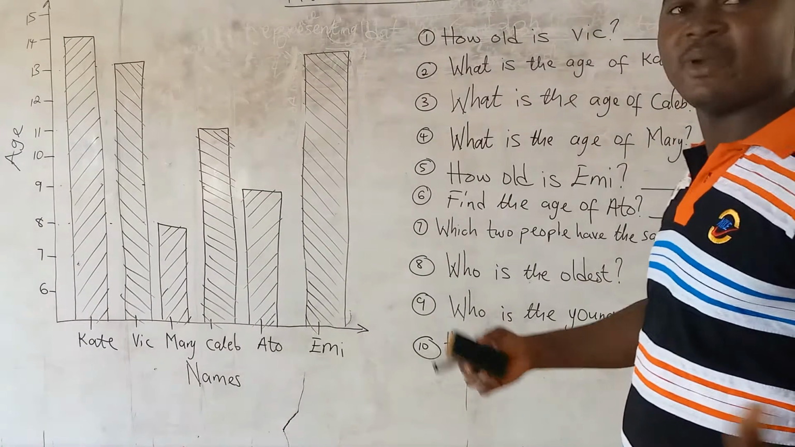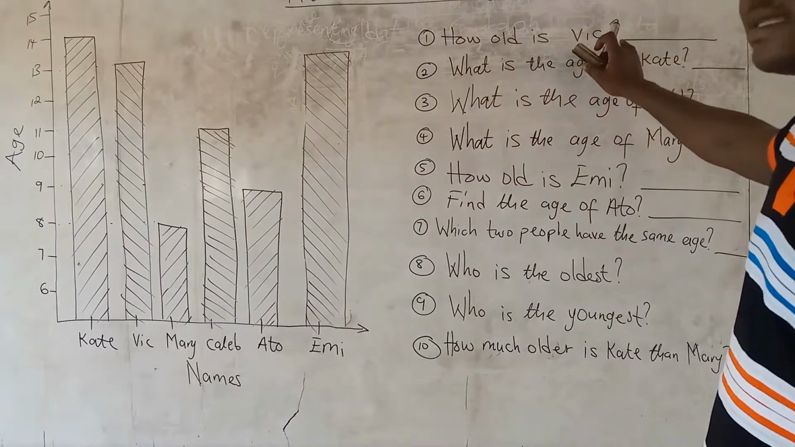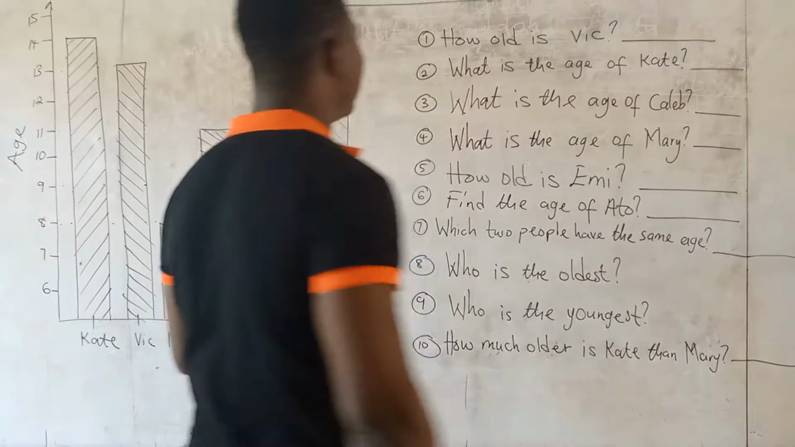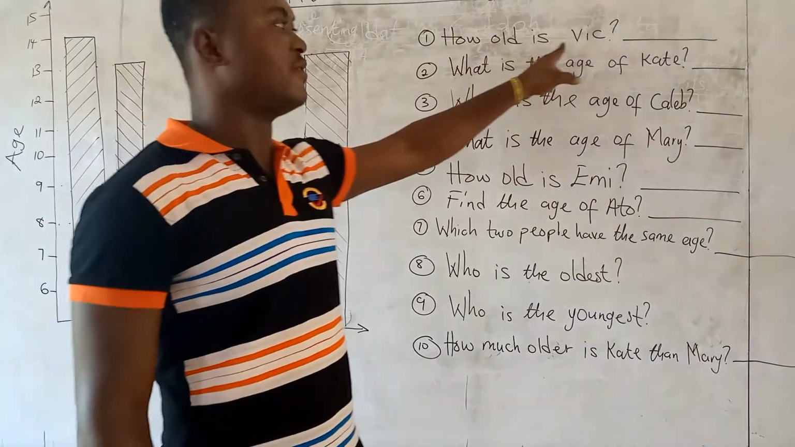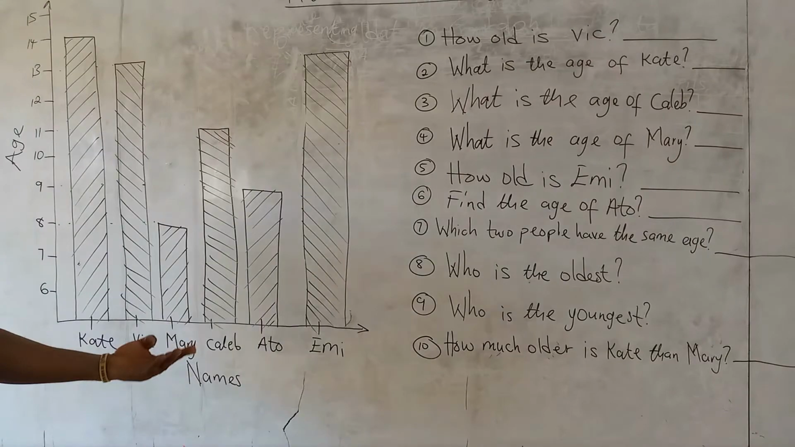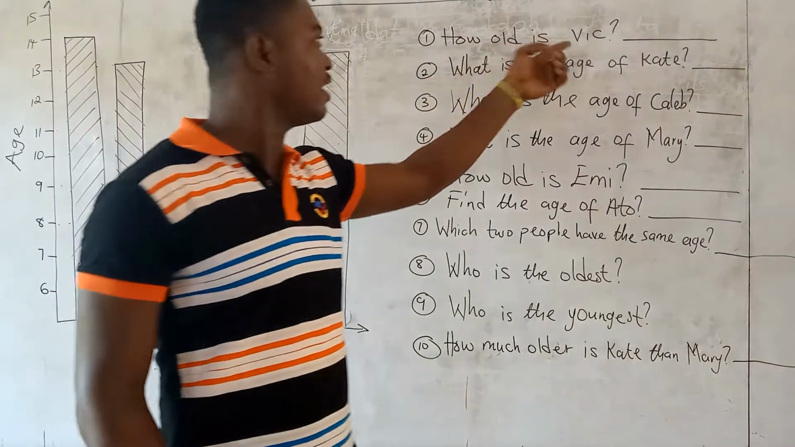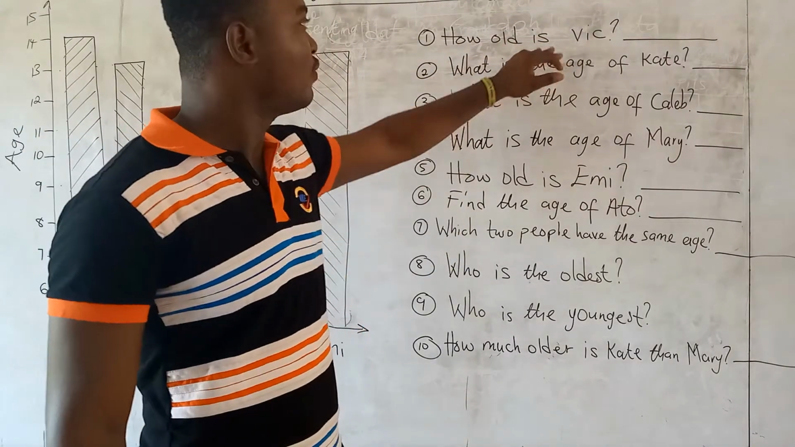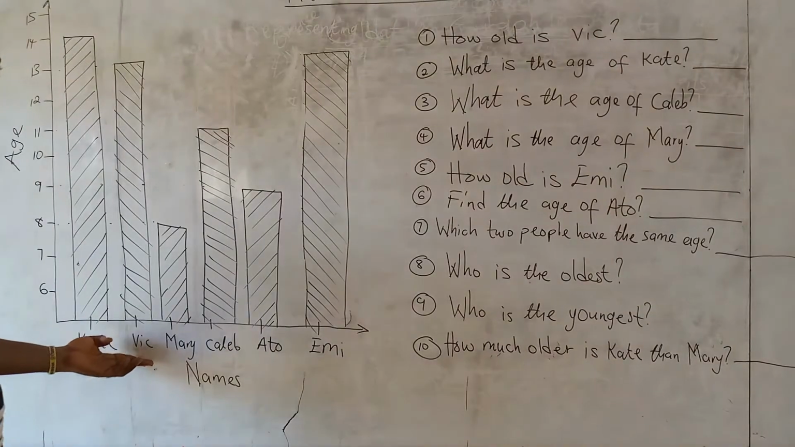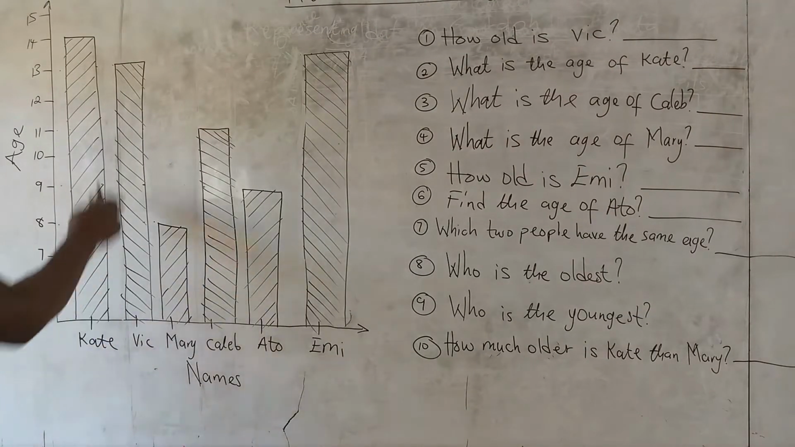Now that we have understanding, we will go straight and answer them. Whilst we are answering, if there's something I need to explain, I will explain. Now, first question said, how old is Vic? So let us go there and see. We look for the name. If they are asking for the age, you look for the person, then you trace it to the age. So we look for Vic here, then we trace it from here to the side.